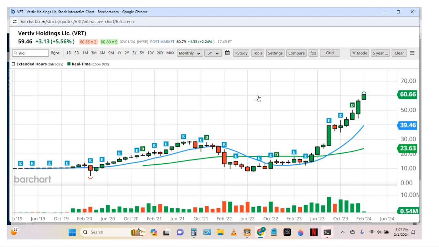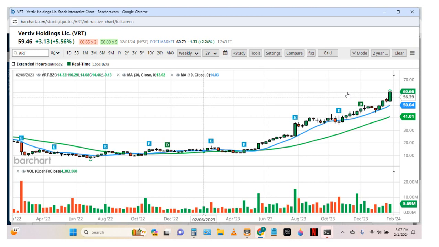Veritiv Holdings, symbol VRT, and a very strong upward monthly trend, extended for sure. I've been in VRT since this area here, so $60 is my target. I've met that. I'm thinking about selling most of my shares, maybe keeping a few for the future, but that's been a nice move in VRT.